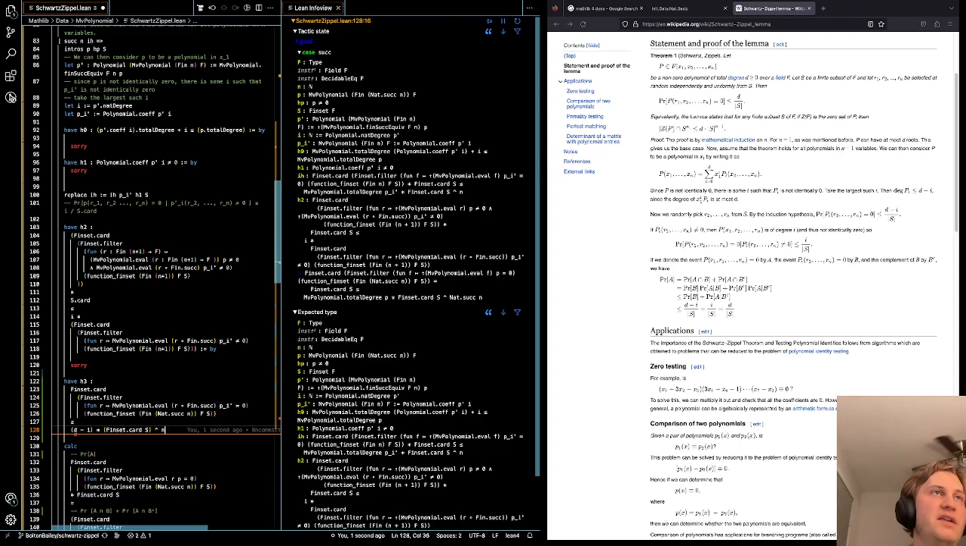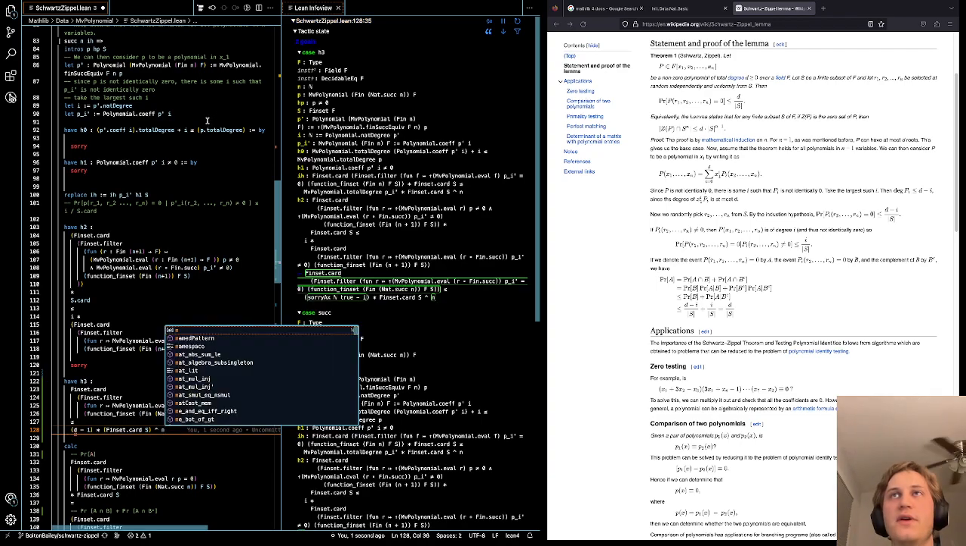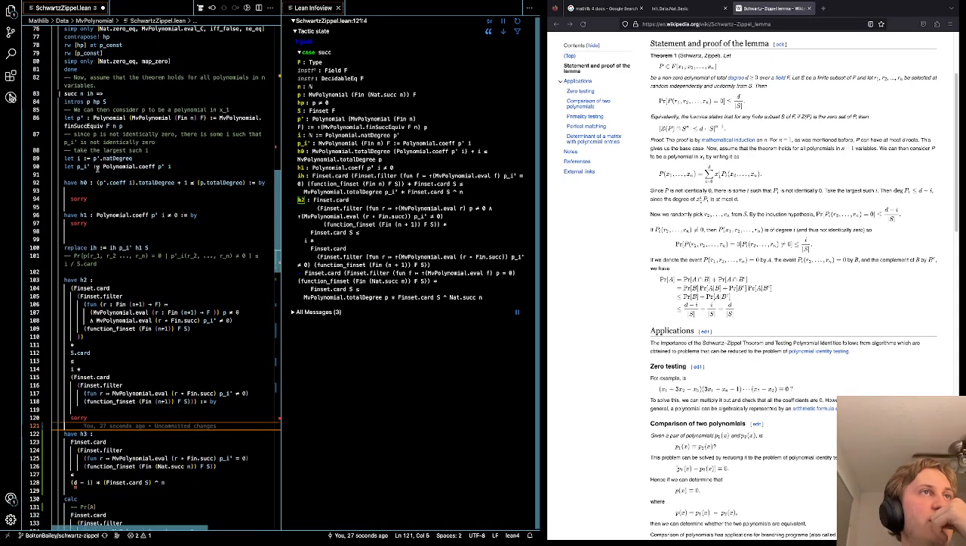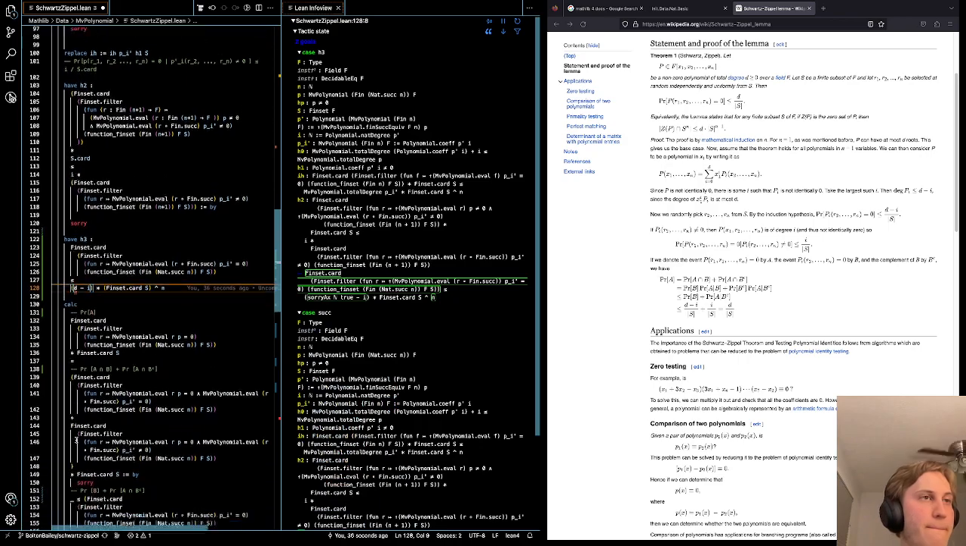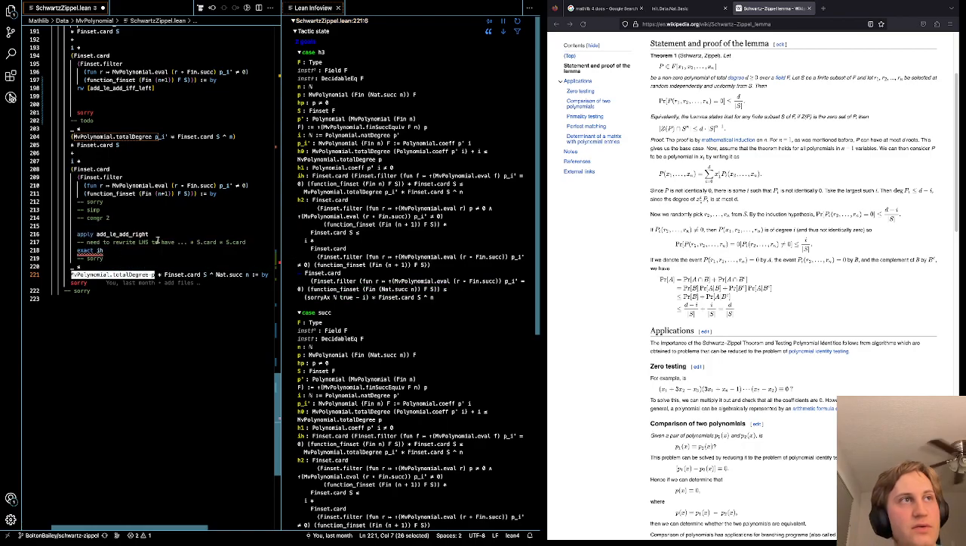And it has no idea what I mean by d, of course. But d, what is d? It's the total degree of the polynomial. It's n, right? Wait, what? Okay. D is the total degree of the polynomial. So it's p.totalDegree. I is p prime's natDegree, and d is the total degree. Okay. Yeah, here it is. This is the quantity which we call d.